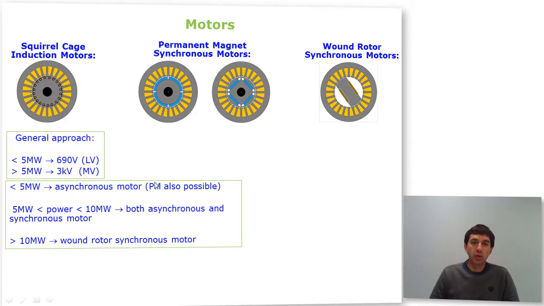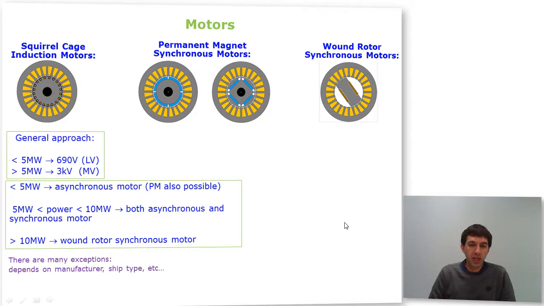However, at lower powers, nowadays permanent magnet synchronous motors are starting to be used as well. If the power of the motor is between 5 megawatts and 10 megawatts, we could find both asynchronous and synchronous motors. This one and this one. And if the power is very, very big, bigger than 10 megawatts, the typical choice, mainly due to efficiency, is the wound rotor synchronous motor. However, there are many exceptions, and this choice could depend on the manufacturer, the ship type, the work that it has to do, and so on.